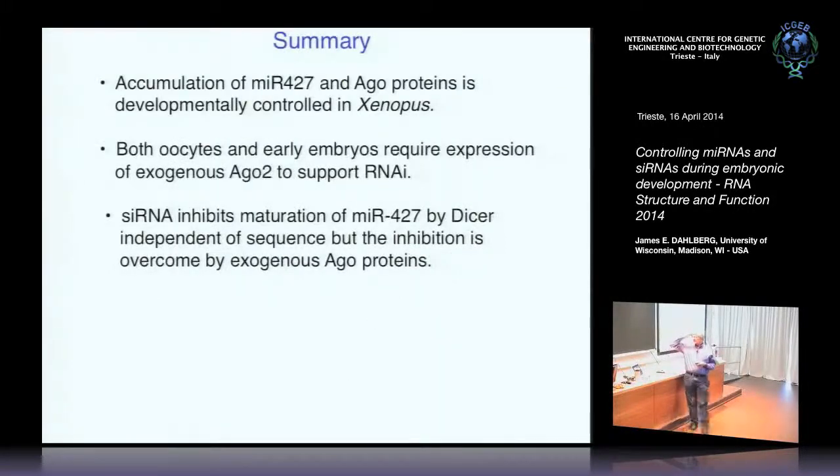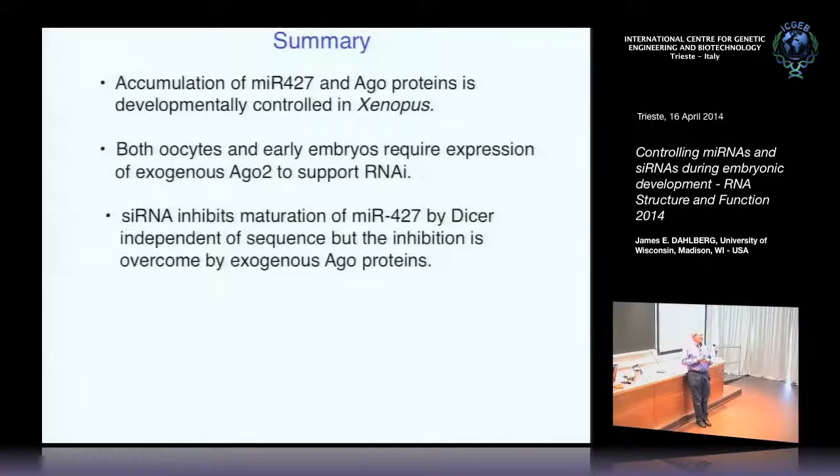So what I've shown you is that the accumulation of miR427 and Ago proteins is developmentally controlled. Both oocytes and embryos require the expression of Ago2 in order to carry out RNAi. So experimentally, if you want to do RNAi in this system, you need to put those things in. Mainly it's the Ago2 and the siRNA that you want to use.